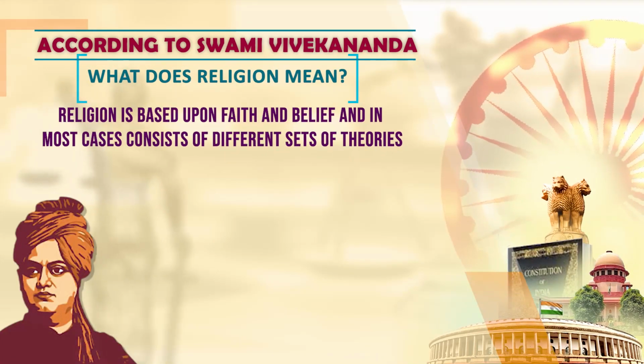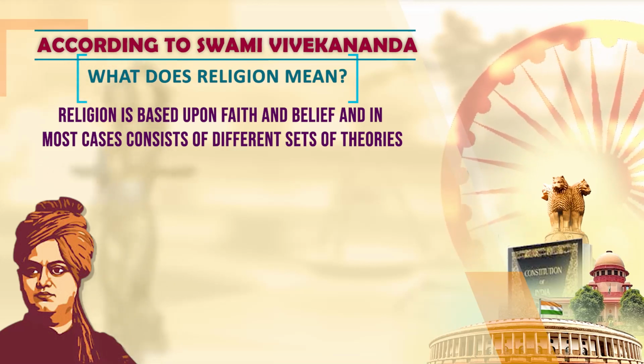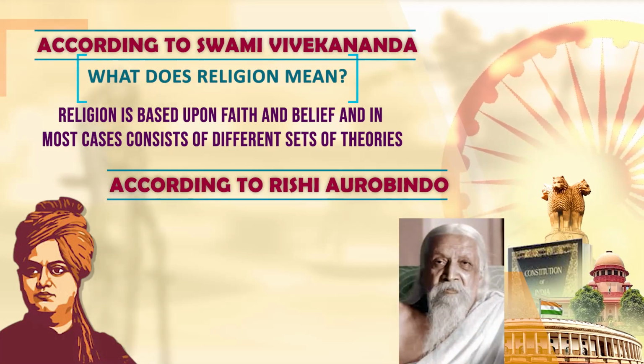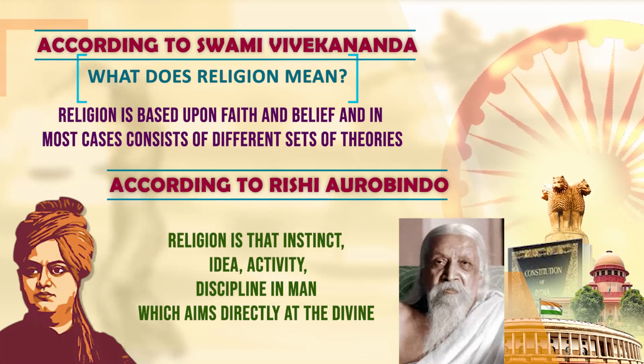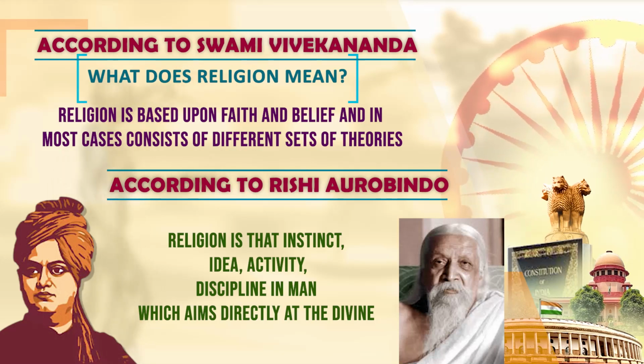Religion is based upon faith and belief, and in most cases consists only of different sects of theories. Another great Rishi, Aurobindo, says religion is that instinct, idea, activity, discipline in man which aims directly at the divine. So going by the definitions given by Swami Vivekananda and Rishi Aurobindo, religion means only a way of worship, a way of praying, and my relationship only with God, nothing more.